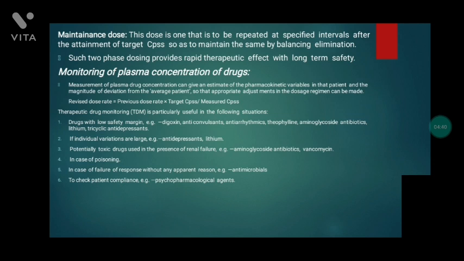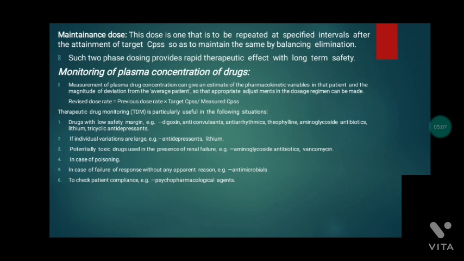Monitoring of plasma concentration of drugs. Measurement of plasma drug concentration can give an estimate of pharmacokinetic variables in that patient and the magnitude of deviation from the average patient, so that appropriate adjustments in the dosage can be made. Revised dose rate equals previous dose rate times target CPSS divided by measured CPSS.